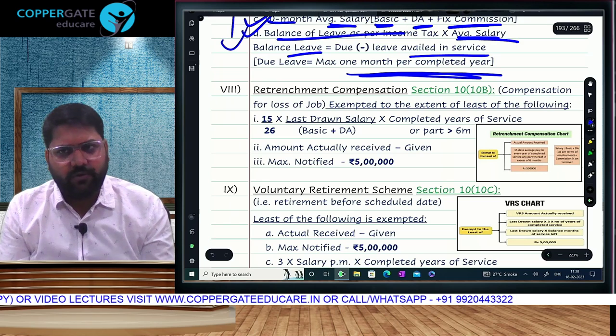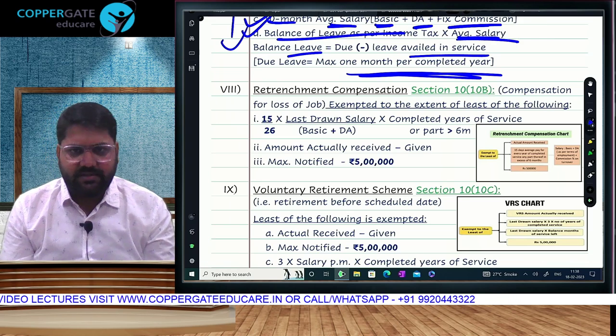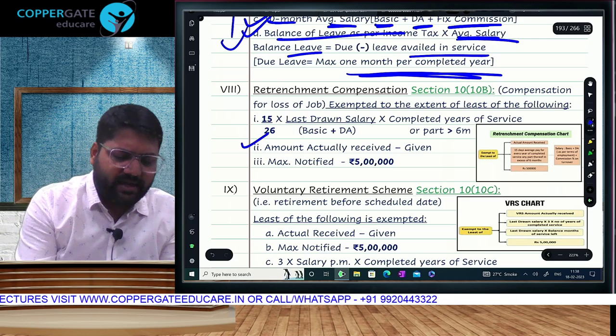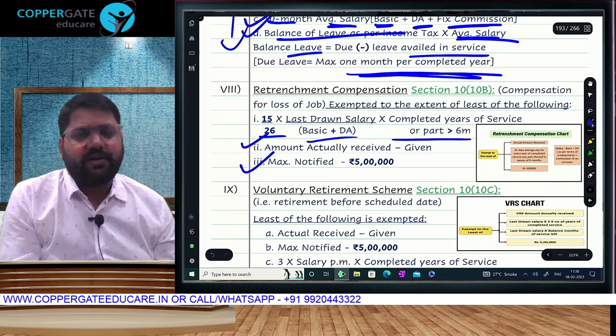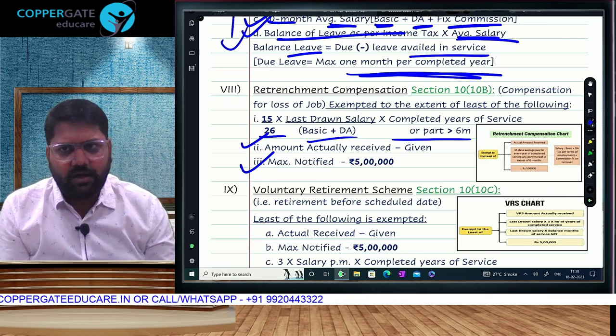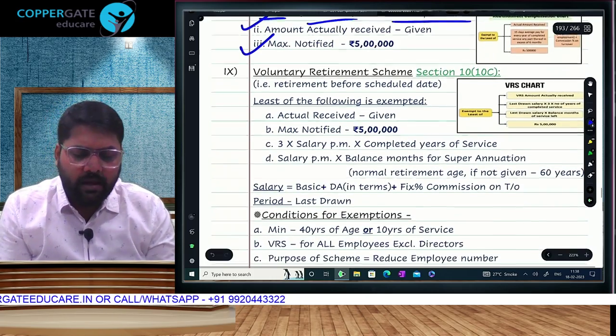Retrenchment compensation: if you are removed from your job, you will be getting this under the Industrial Dispute Act. Amount actually received, notified limit is 5 lakh, and this calculation is same as gratuity: 15/26, last drawn basic and DA, completed years of service or part exceeding 6 months.